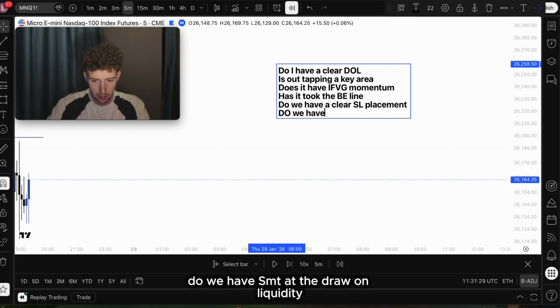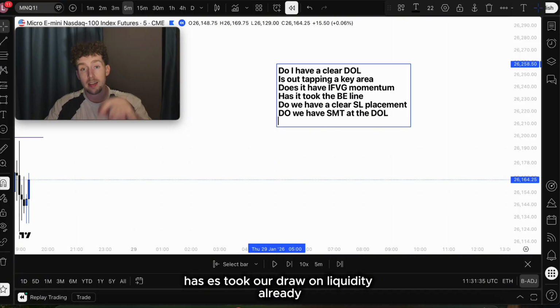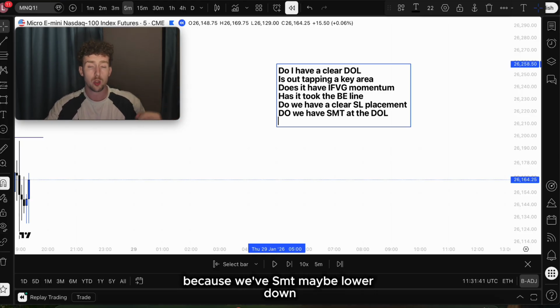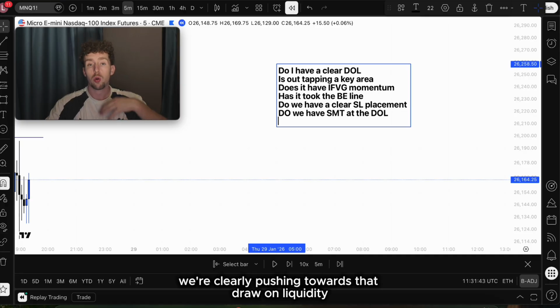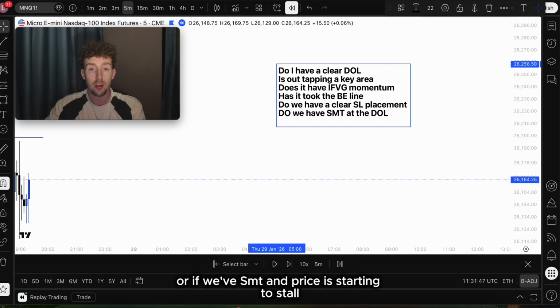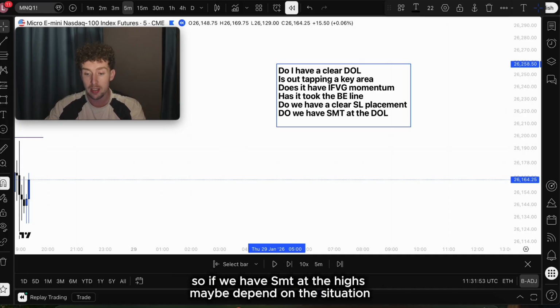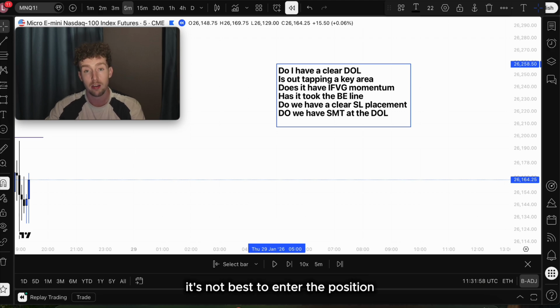Do we have SMT at the draw on liquidity? Has ES took our draw on liquidity already? If it has, are we still okay targeting that level because we've SMT maybe lower down? We're clearly pushing towards that draw on liquidity. Or if we've SMT and price is starting to stall, that SMT could hold and price come back down. So if we have SMT at the highs, maybe, depending on the situation, it's not best to enter the position.